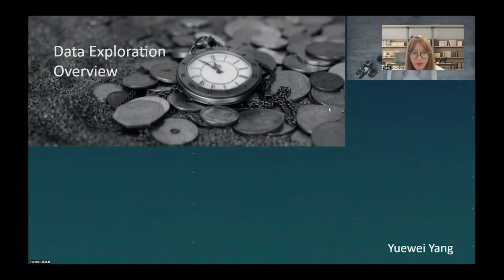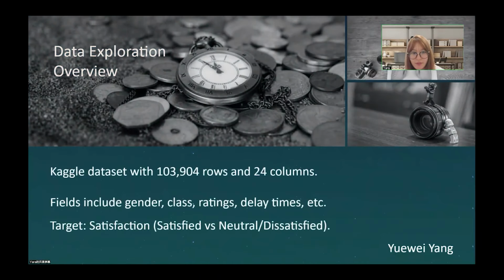The data comes from Kaggle and includes 130,094 records across 24 columns. It contains demographic fields, for example gender, class, loyalty status, service ratings, for example boarding, Wi-Fi, seat cleanliness, and dwell times. The target variable is satisfaction, categorized as satisfied or neutral or dissatisfied.